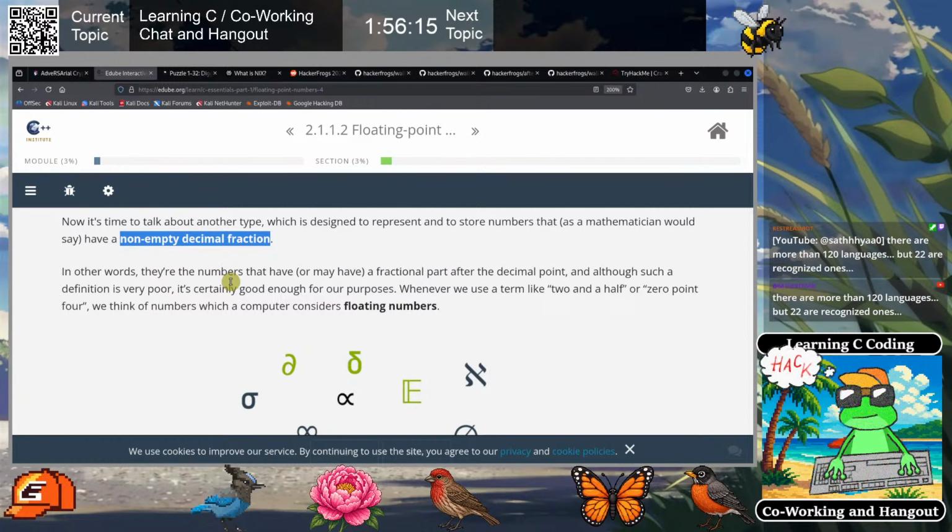Sathya says there are more than 120 languages, but 22 are recognized ones. Wow, I didn't know there were so many languages. And I didn't know there were so many recognized languages as well.